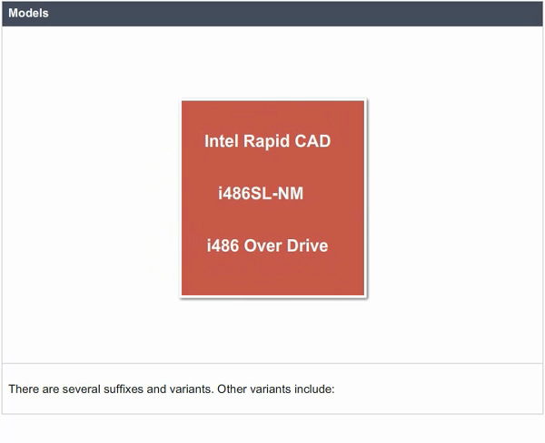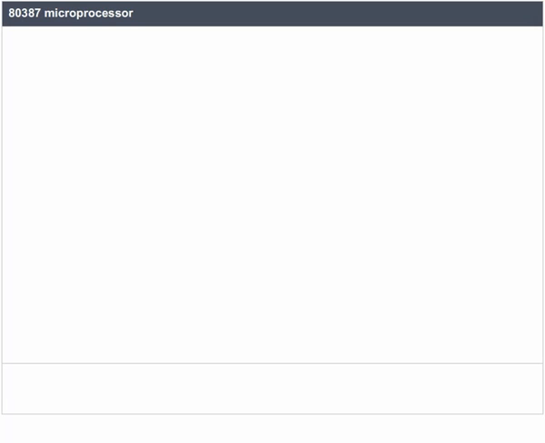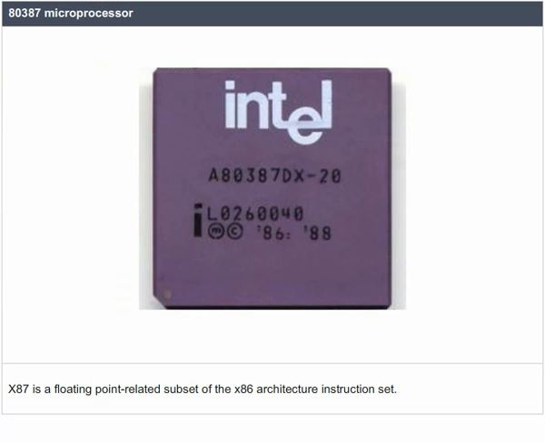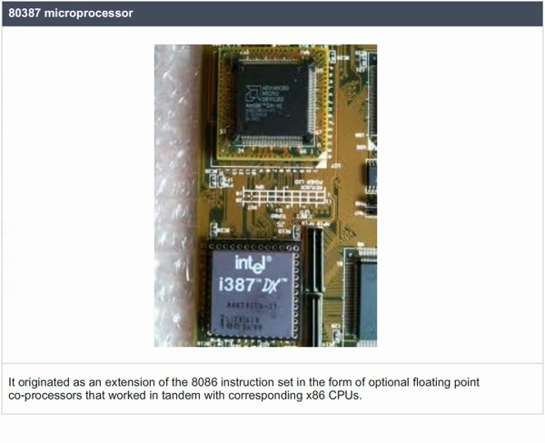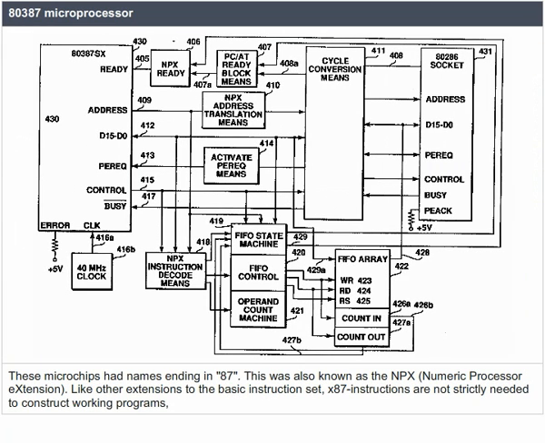80387 Microprocessor. x87 is a floating point related subset of the x86 architecture instruction set. It originated as an extension of the 8086 instruction set in the form of optional floating point coprocessors that worked in tandem with corresponding x86 CPUs. These microchips had names ending in 87. This was also known as the NPX, numeric processor extension.